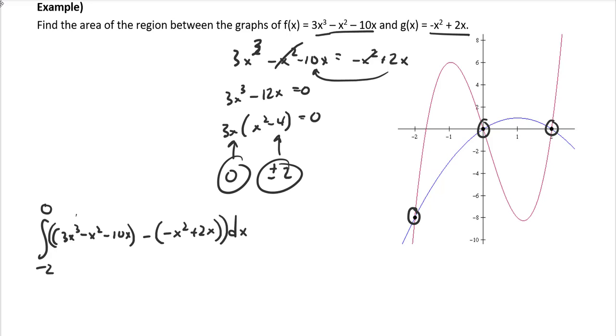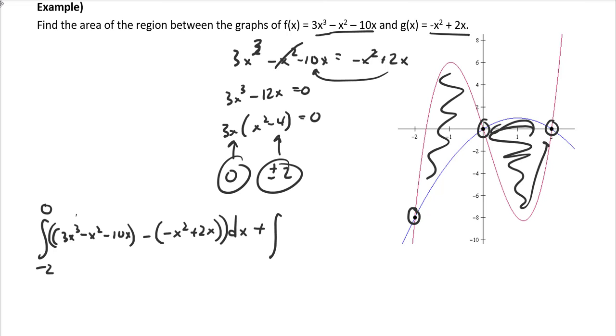But then from 0 to 2, I have to add in that other integral because I want to find this area here, and I want to find all of this area in there. So I have to add in that second integral from 0 to 2 of, now the top function is my parabola, so negative x^2 plus 2x minus 3x^3 minus x^2 minus 10x, and all of this is again dx.